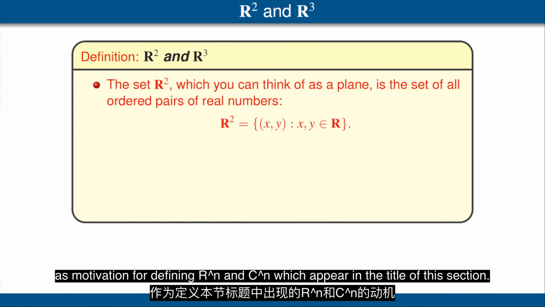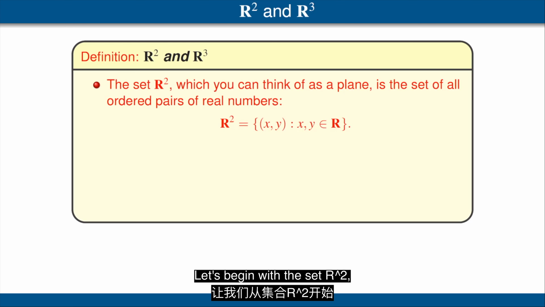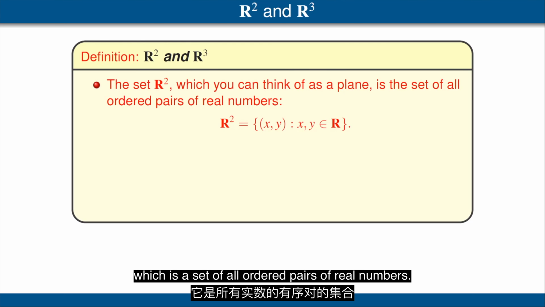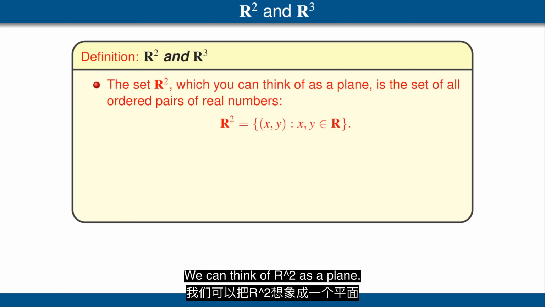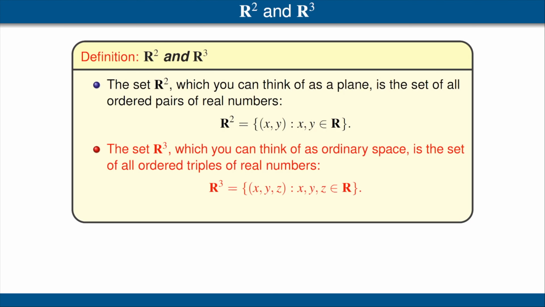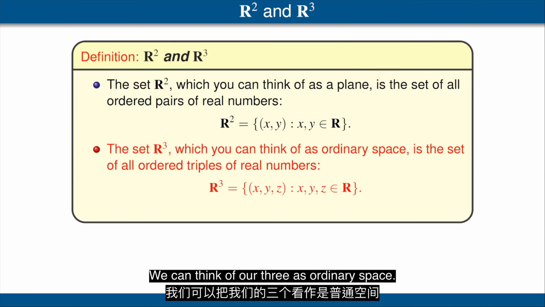As motivation for defining Rn and Cn, which appear in the title of this section, we first consider two familiar special cases. Let's begin with the set R2, which is the set of all ordered pairs of real numbers. As you know, we can think of R2 as a plane. Next, consider R3, which is the set of all ordered triples of real numbers. As you know, we can think of R3 as ordinary space.